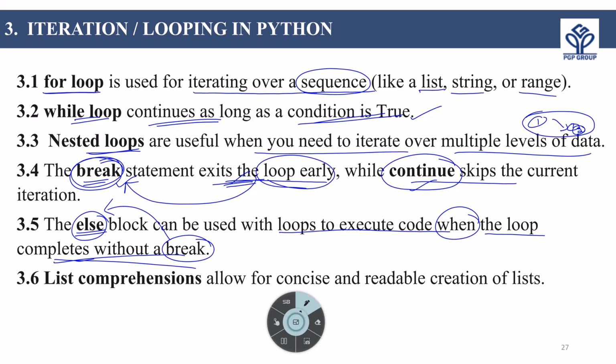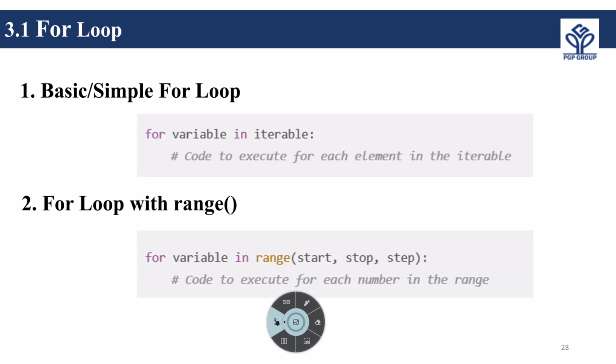Clear? List comprehension allows for concise and readable creation of lists. When we use list comprehension, we can create lists in a concise and readable way. Clear? Those are the definitions. So see, for loop.